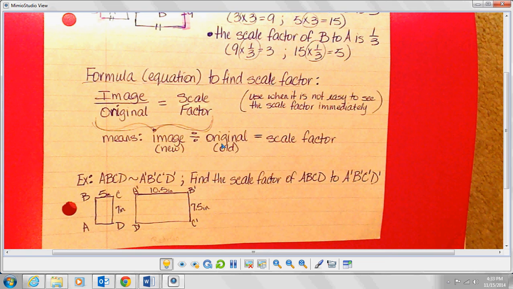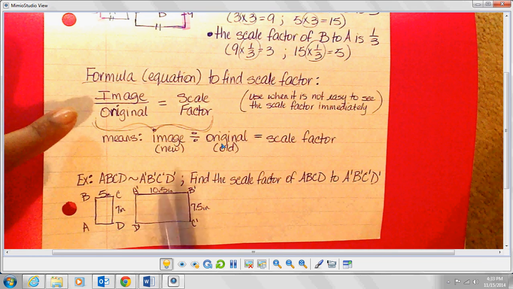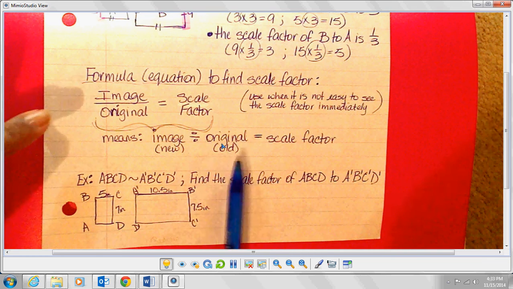So since scale factor is a multiplicative relationship, which means we would usually multiply our original by something to get the image, if you don't know what to multiply by, wouldn't you usually divide the two numbers that you're given? It's the same thing that you've been doing since you first learned to multiply and divide. You're just using your inverse operations again. So that is what this means. It says the image divided by the original equals the scale factor.